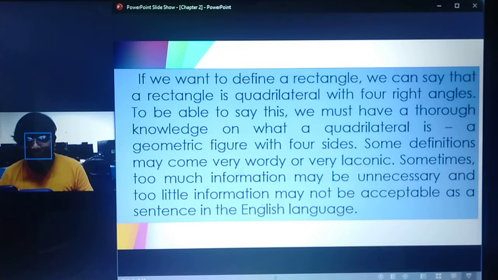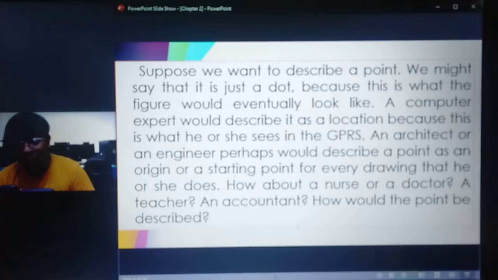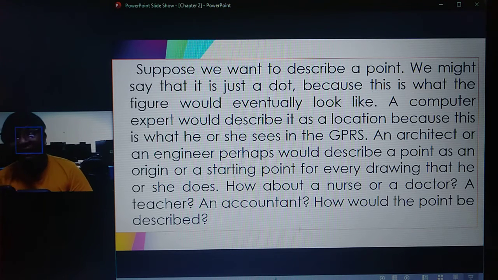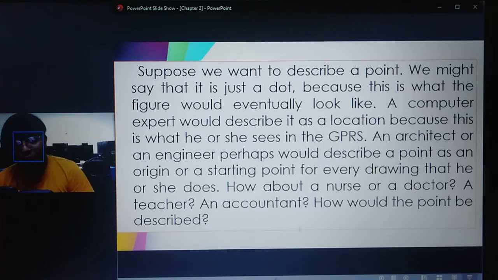Okay. Too much mga words na ginagamit is not good. At kapag few lang or little information, pangit lang din. Dapat swak lang or sakto lang. Suppose we want to describe a point. We might say that it's just a dot. Okay. Pwede nga naman, a point is a dot. Because this is what the figure would eventually look like. A computer expert would describe it as a location because this is what he or she sees in the GPRS.